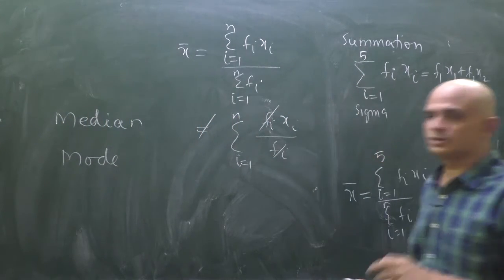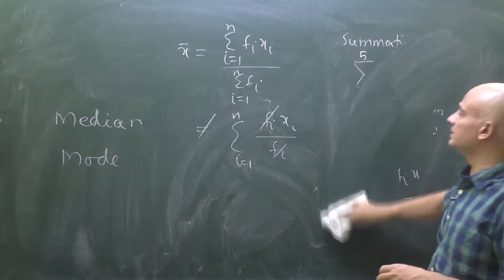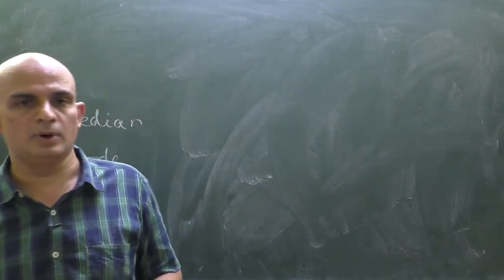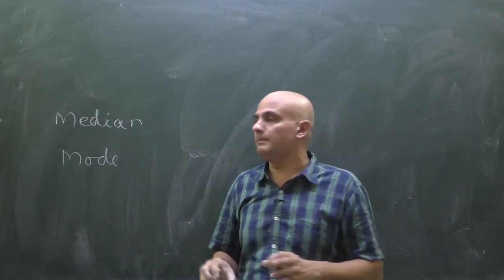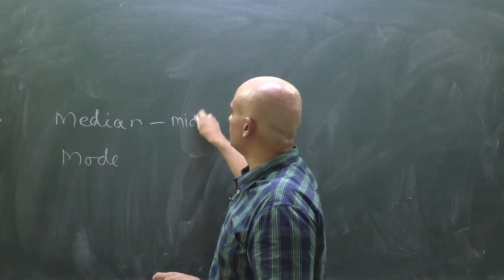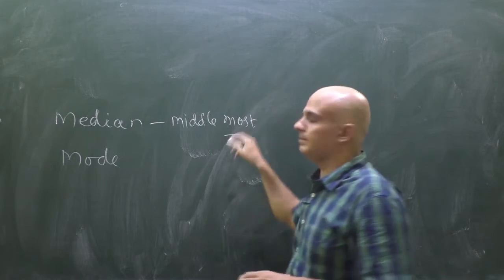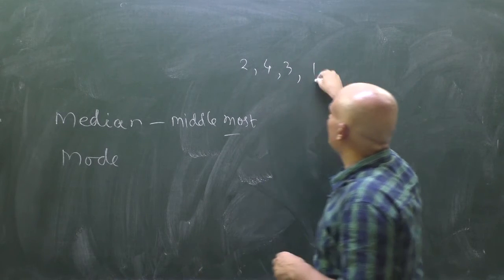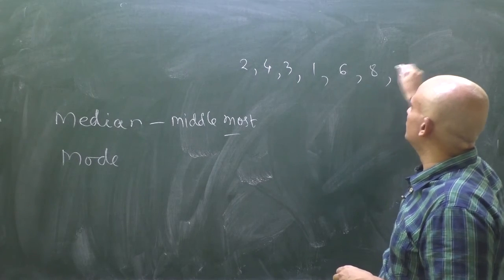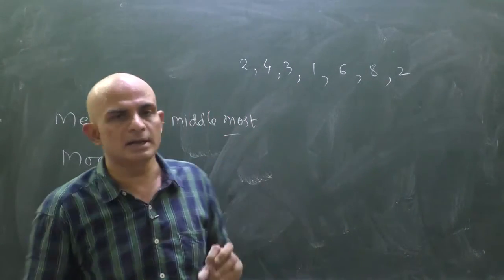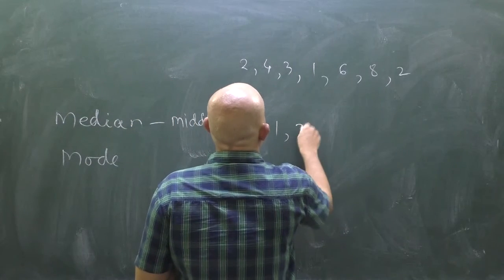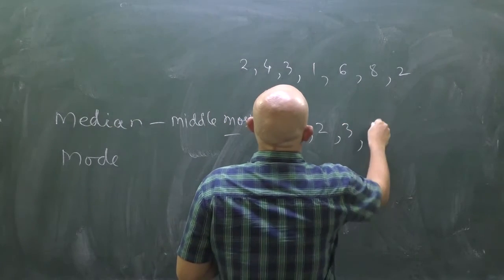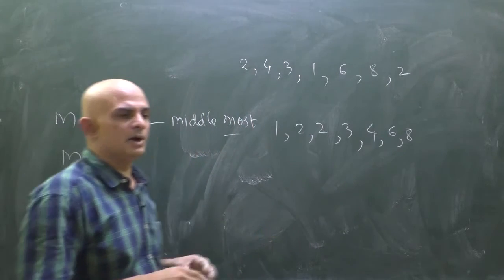And let's come to the next tool of central value, the median. Sometimes it is called the middlemost value. All the values are mid values, all the values are central values, but this is called the middlemost value. So how to find this middlemost value? Let's see. Suppose we have observations 2, 4, 3, 1, 6, 8, 2. First of all, we arrange them either in ascending order or in descending order. So arrange them in ascending order. 1, 2. If a number appears twice, then do write it twice. 1, 2, 2, 3, 4, 6, 8. Either in ascending order or in descending order.